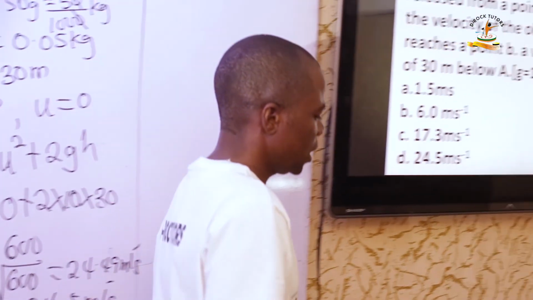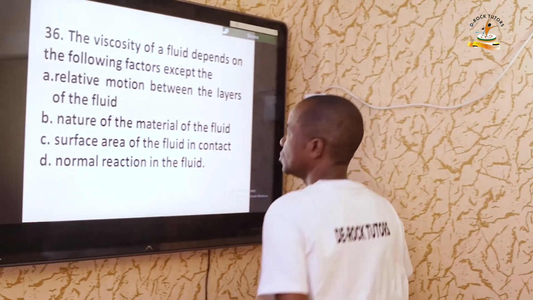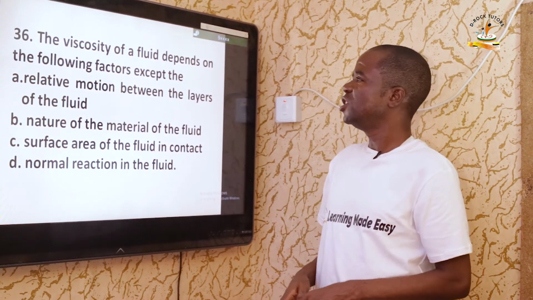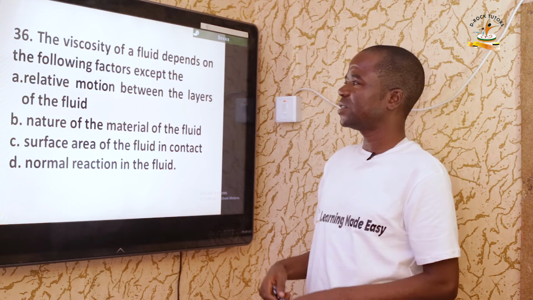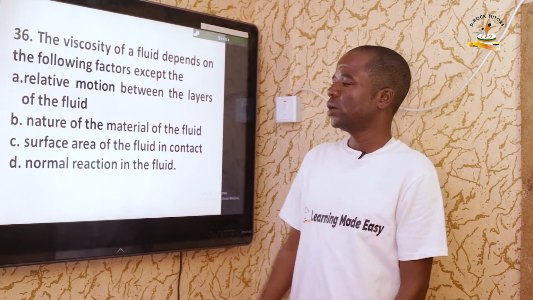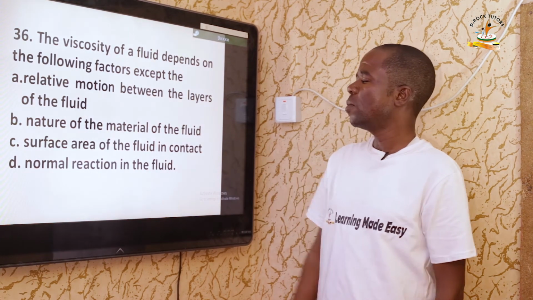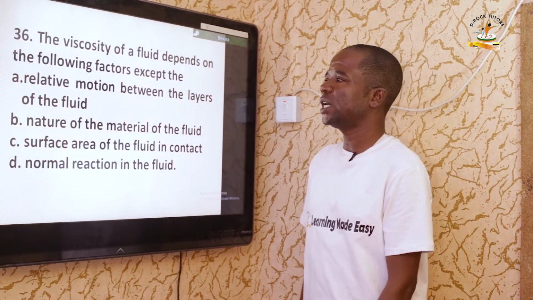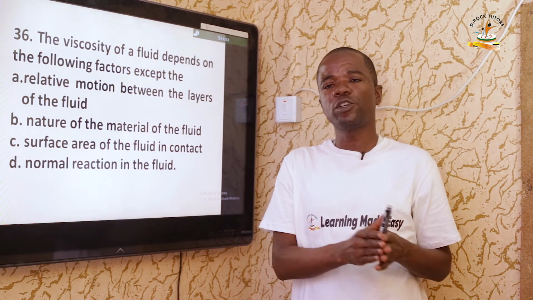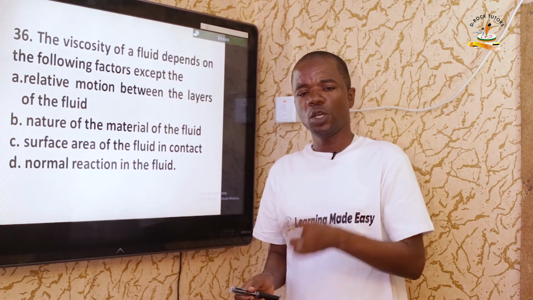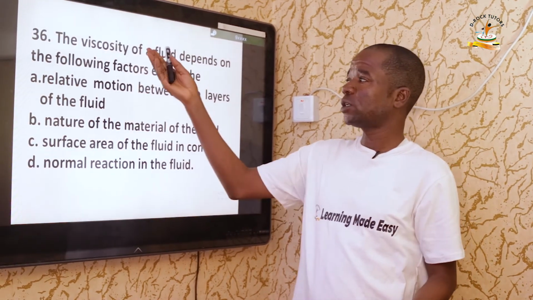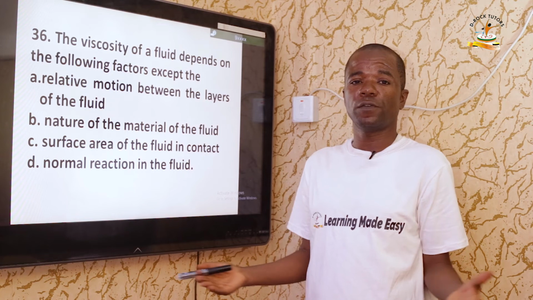Let's go to number 36. The viscosity of a fluid depends on the following factors except the... If you take a look at the options, the correct answer is the normal reaction in the fluid. As a matter of fact, that is one of the differences between solid friction and viscosity. Whereas solid friction depends on the normal reaction, viscosity is talking about the frictional force in a fluid.